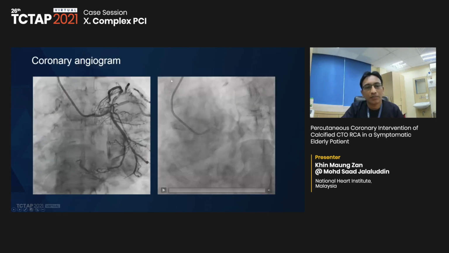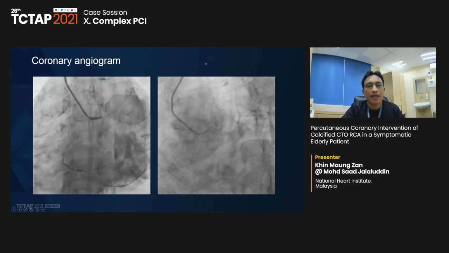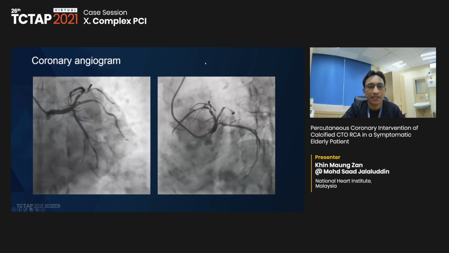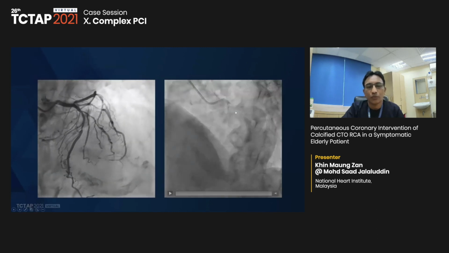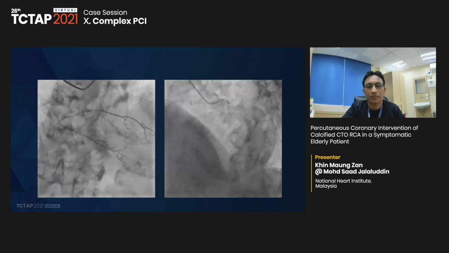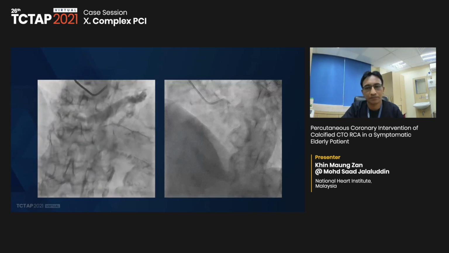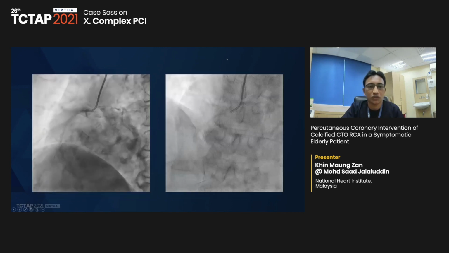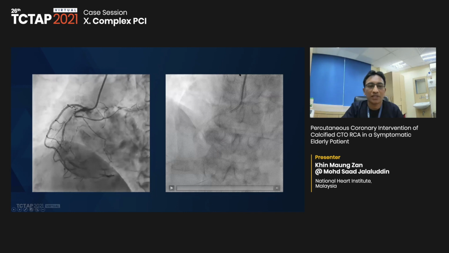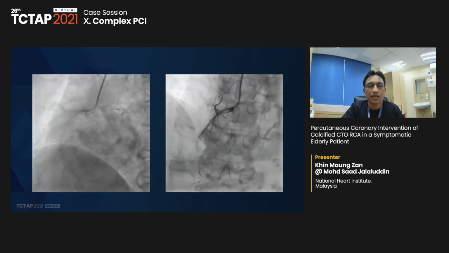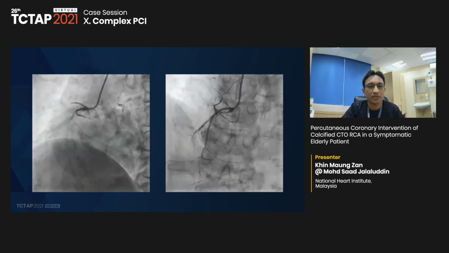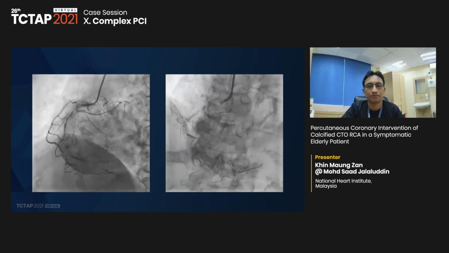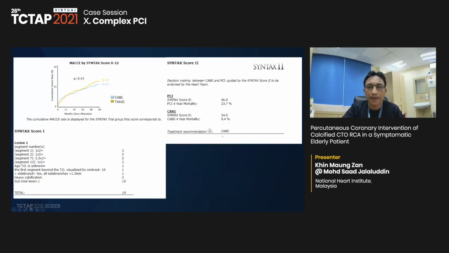Angiogram shows she has a mild disease at the ostial circumflex artery and severe disease of the intermediate artery, and also severe disease at the mid-LAD with retrograde supply to the distal RCA from the distal circumflex and the distal LAD. However, her RCA shows a severe calcified lesion with a severe disease at the proximal RCA, followed by the CTO from the mid segment, with bridging collaterals from the RV branch supplying the distal RCA. Her SYNTAX score was 19, and SYNTAX 2 score favors CABG.